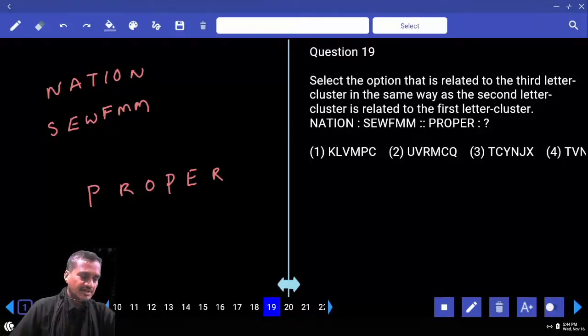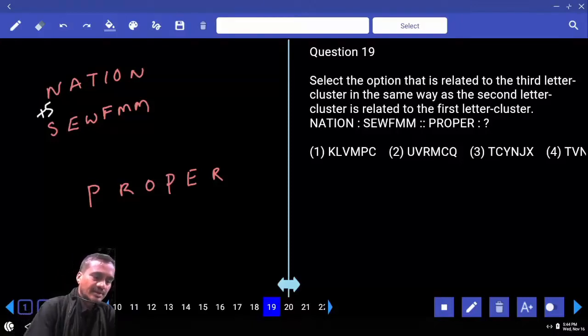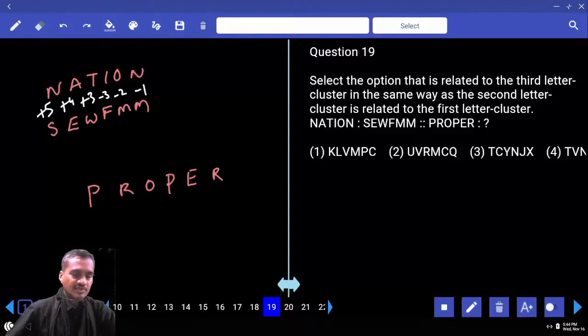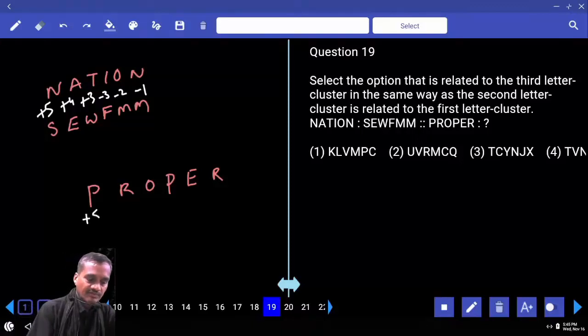Now N and S. What is the difference between these two, N and S? Now the difference, 14 and 19, plus 5. And A and E, 1 and 5, plus 4. And T and W, plus 3. I and F, 9 and 6, minus 3. O and M, minus 2. N and M, minus 1. So plus 5, plus 4, plus 3, minus 3, minus 2, minus 1. And similarly here again, plus 5, plus 4, plus 3, minus 3, minus 2, minus 1.